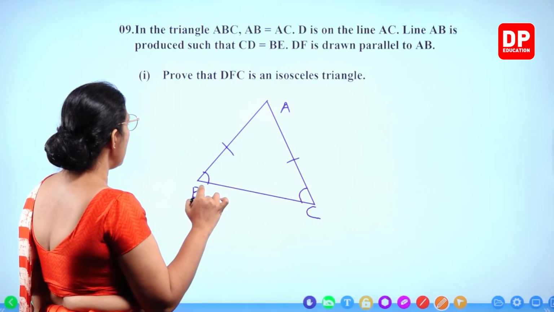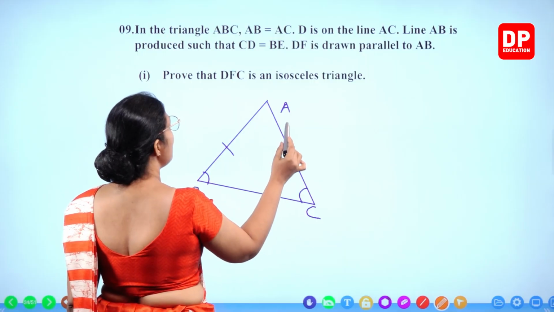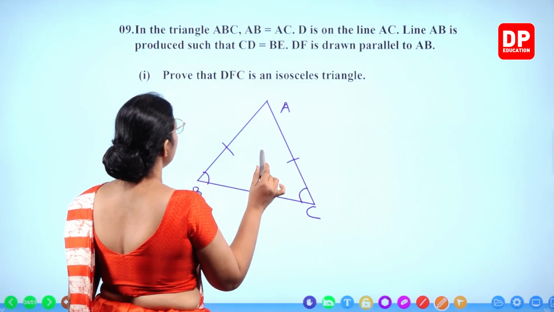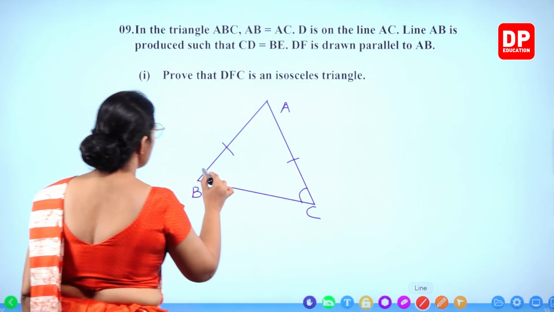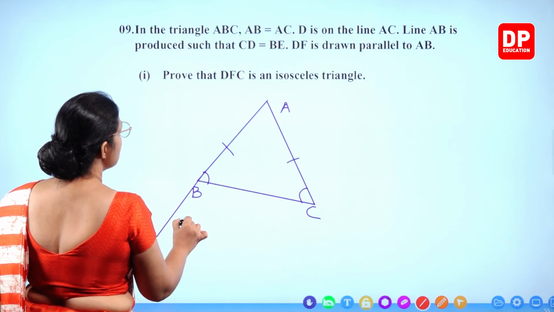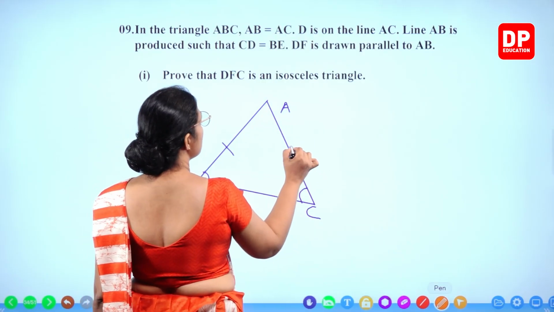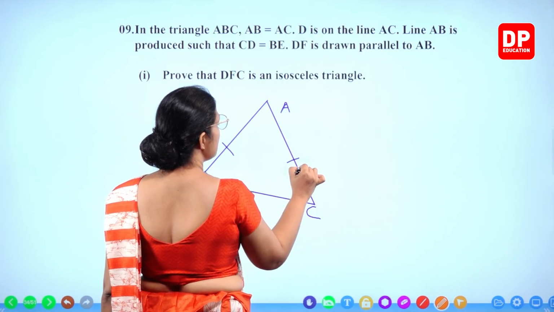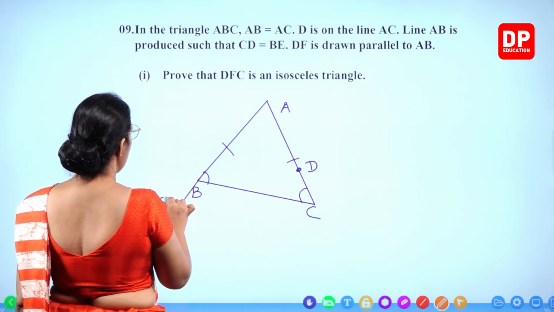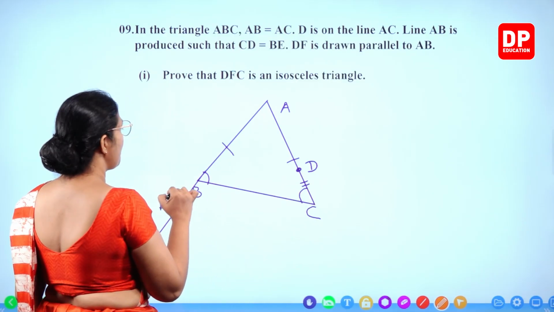D is on the line AC. So you can take any point D. The line AB is produced, this one, such that CD is equal to BE. So let's mark this point as D. CD length is the same as BE. So you can mark point E, and these two lengths are equal.